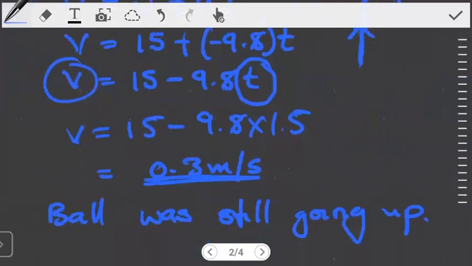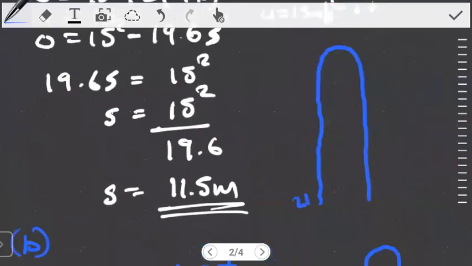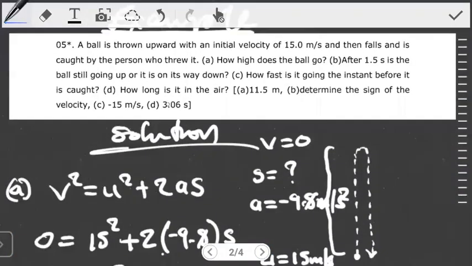Okay, now we've worked out parts A and B. Let's quickly look at part C. For part C, easy. They're asking how fast it is going the instant before it is caught. So you can say before, or you can say just when it was caught.